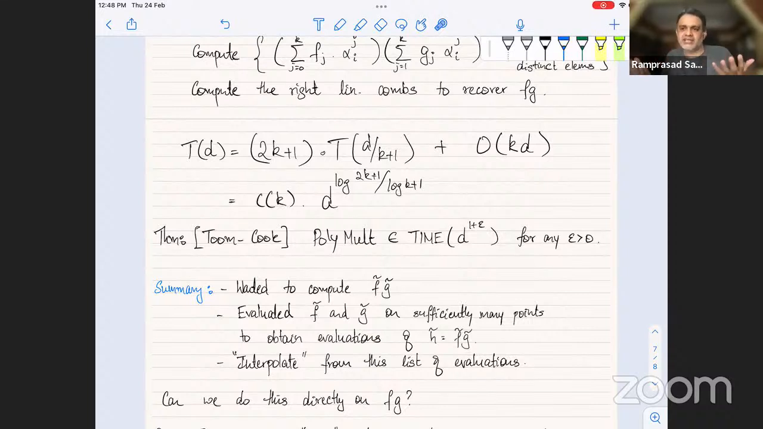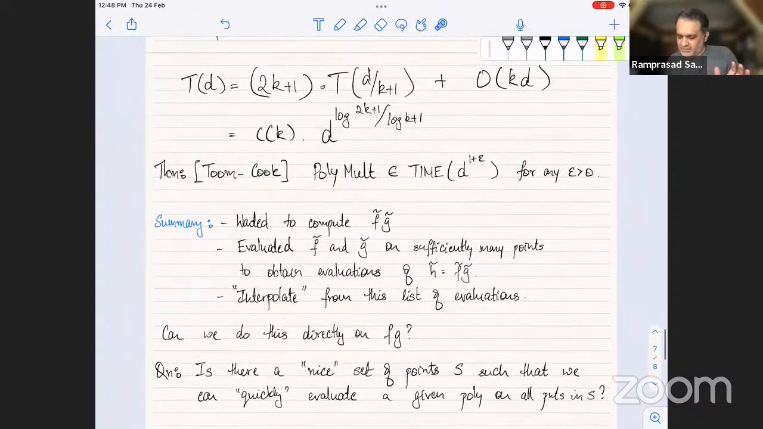So this seems like something that we can try directly rather than splitting it up and pretending as if it's a linear polynomial and so on. So the general question is, maybe at this point, the choice of where you are evaluating your polynomial becomes important. You could say, are there a set of nice points? We don't even know what we are looking for at this level. Are there a set of nice points such that we can quickly evaluate a given polynomial on all of these points?